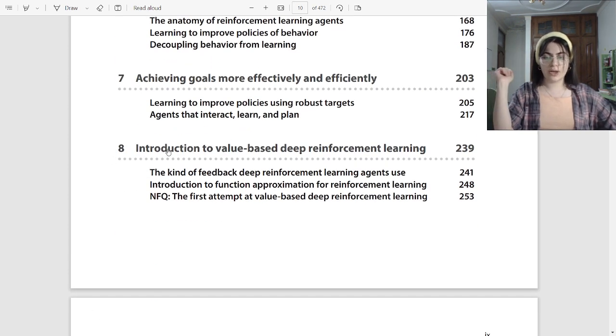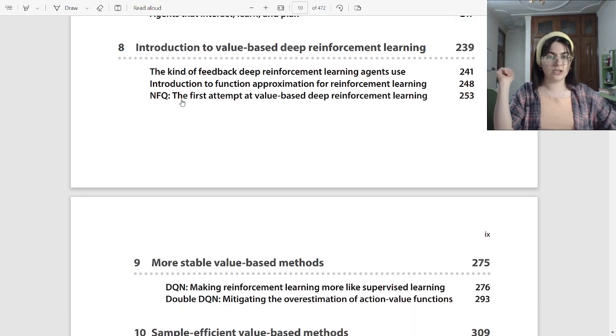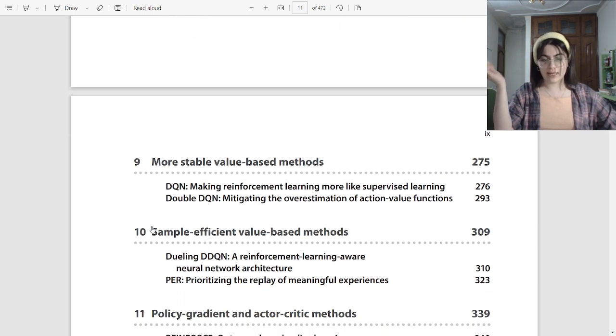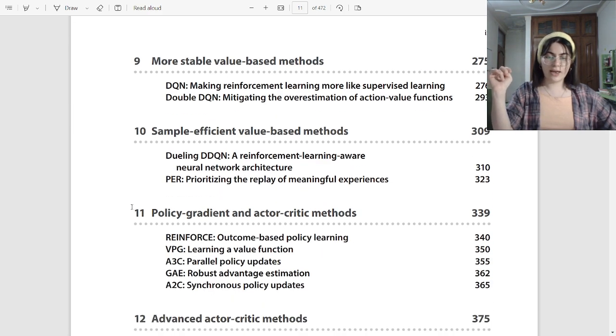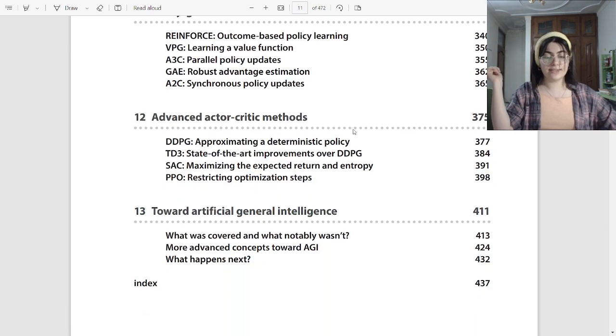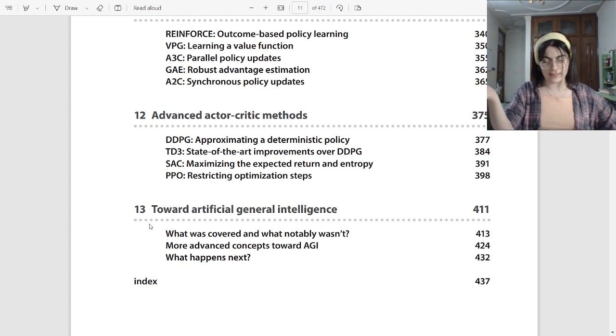So in chapter 8, we have introduction to value-based deep reinforcement learning, which has NFQ and some other algorithms. In chapter 9, we have more stable value-based methods. It goes with DQN, DDQN. And in chapter 10, we have sample efficient value-based methods, which are dueling DDQN and prioritized experience replay. And we have policy gradient and actor-critic methods in chapter 11, and for chapter 12, advanced actor-critic methods. And in chapter 13, we will see what comes next.